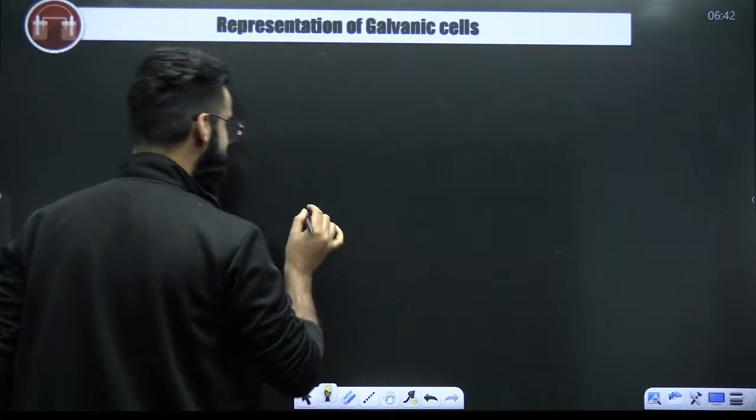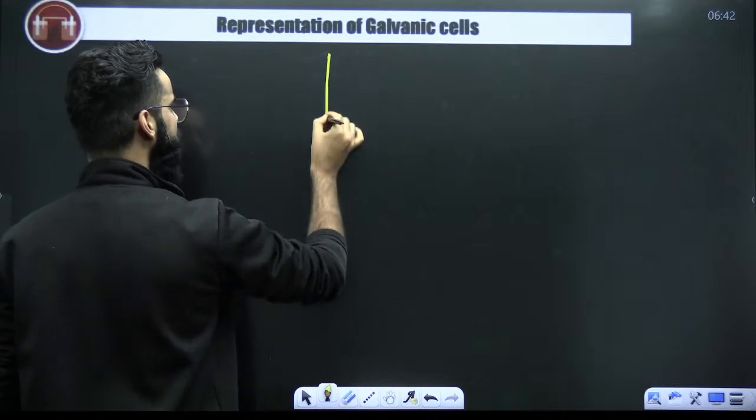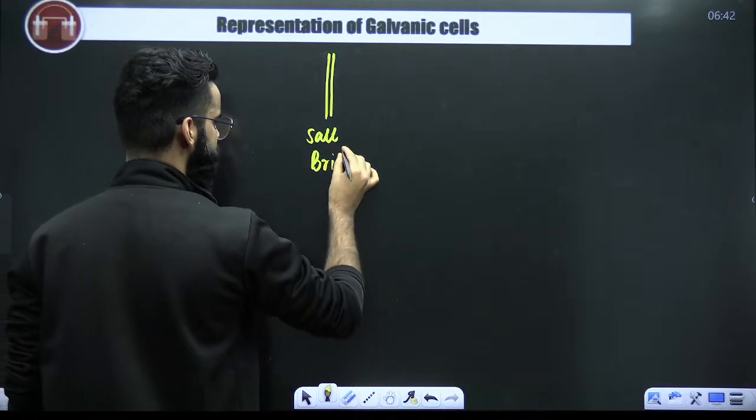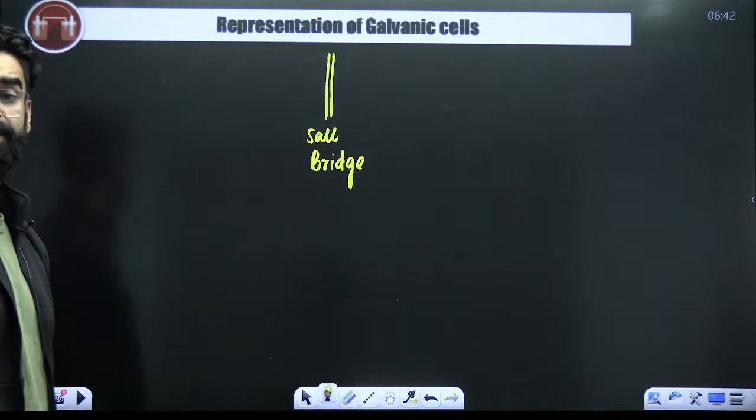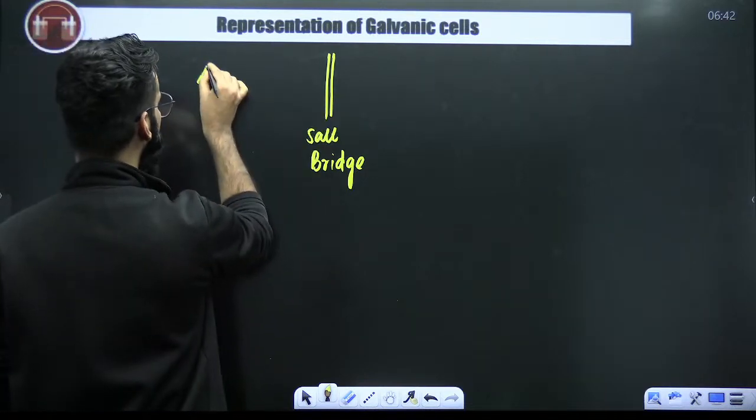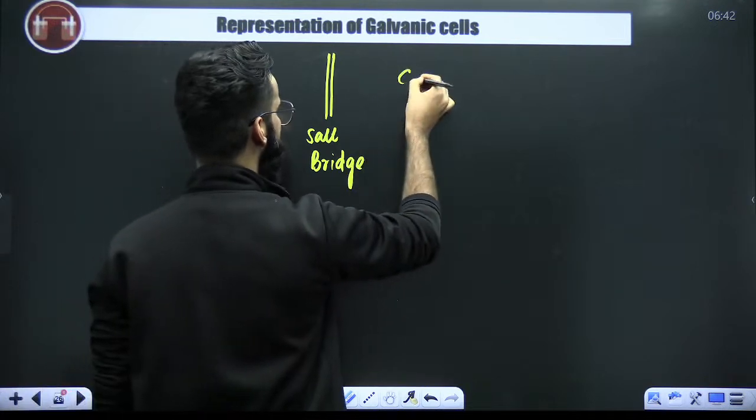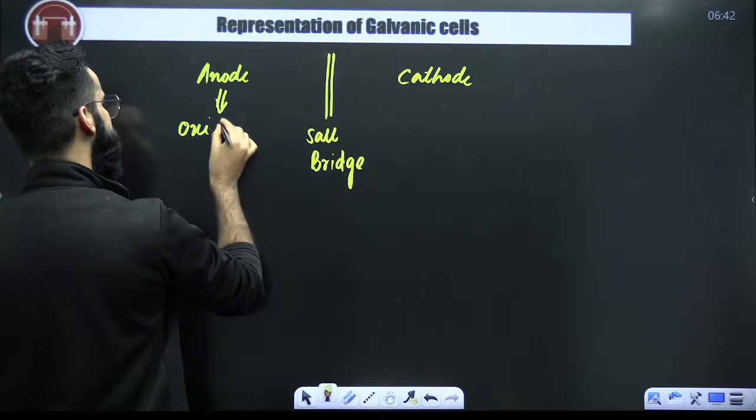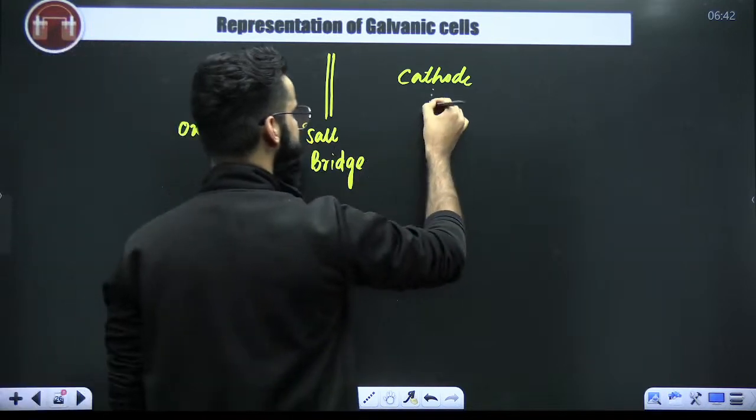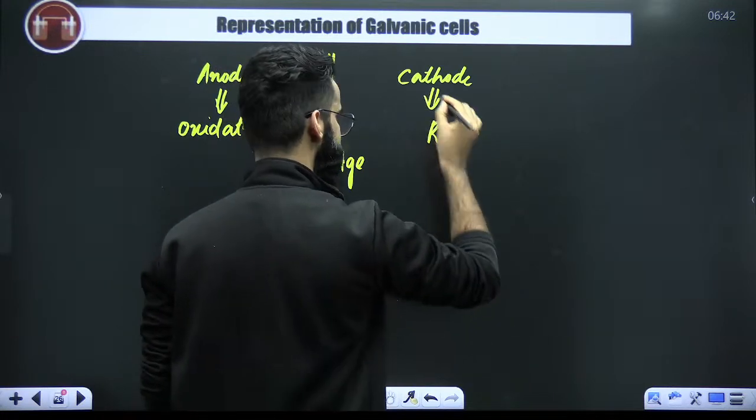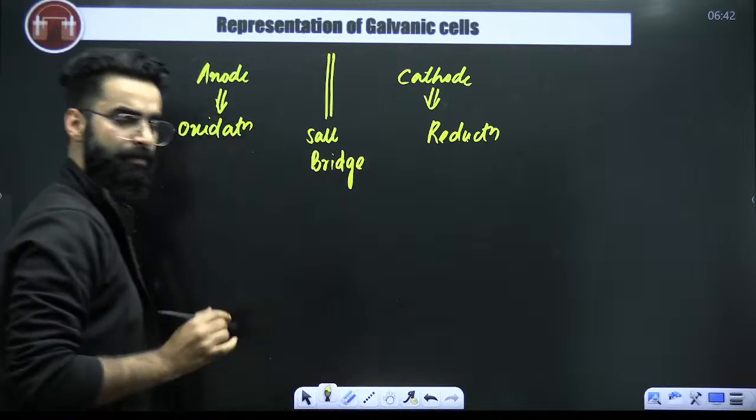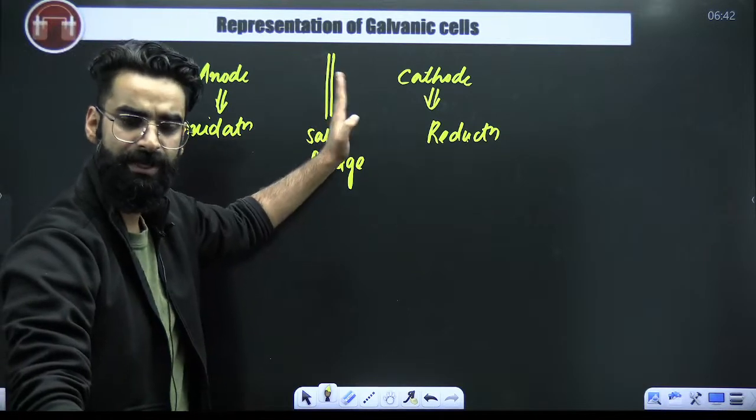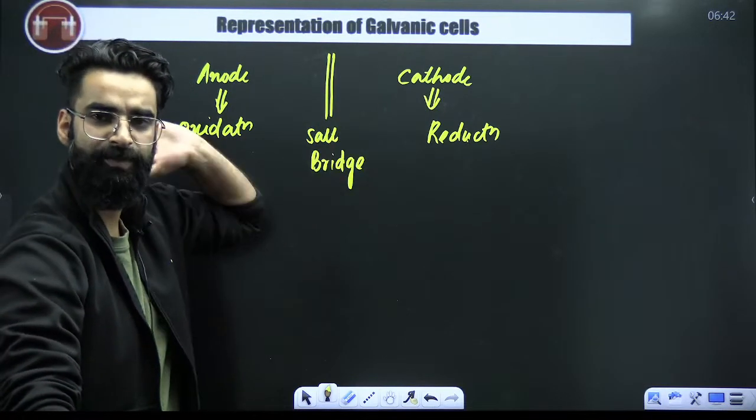When you try to represent a galvanic cell, in the middle, you'll be using two lines. These two lines are going to represent the salt bridge. On the left side of the salt bridge, you'll be using the anode. On the right side of the salt bridge, you'll be using the cathode. And you already know at anode, oxidation takes place, and at cathode, reduction takes place. This is the general representation of the galvanic cell. Use the two lines in the middle, salt bridge. On the left side, you'll be writing the anode. On the right side, you'll be writing the cathode.